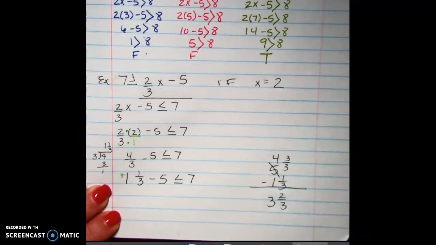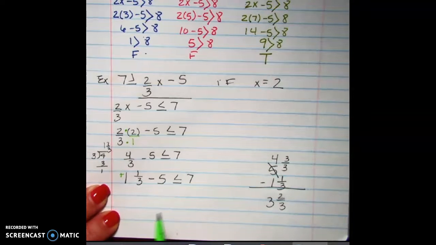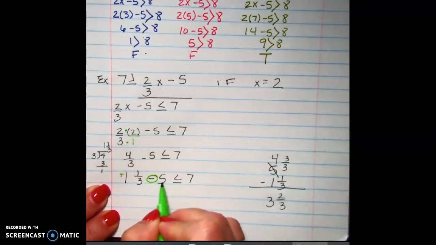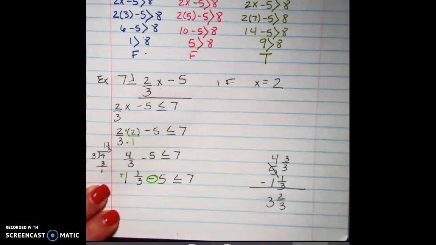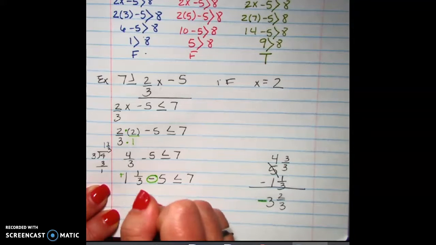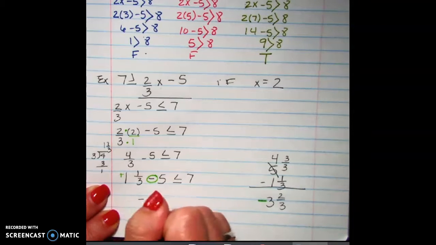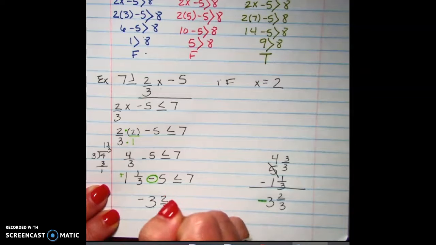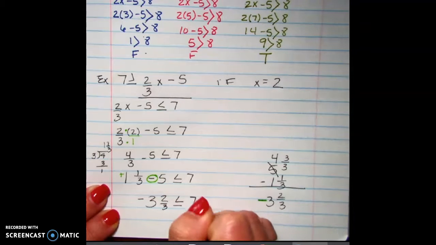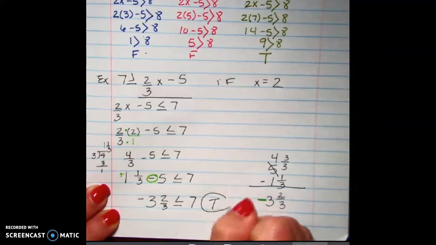Now, this is the kicker. Is it positive or negative? It's negative because 5 is the greater number. So I have to make sure I put that sign in front. So now can I solve? Well, yes. I have a negative 3 2/3 is less than or equal to 7. True.